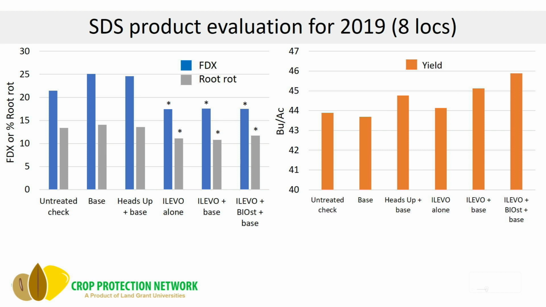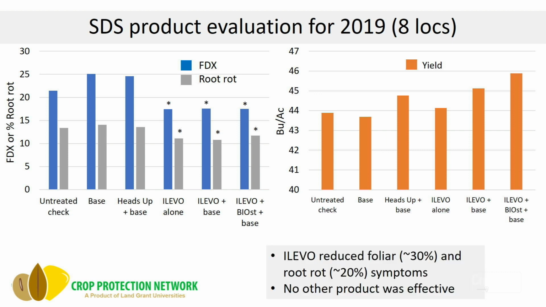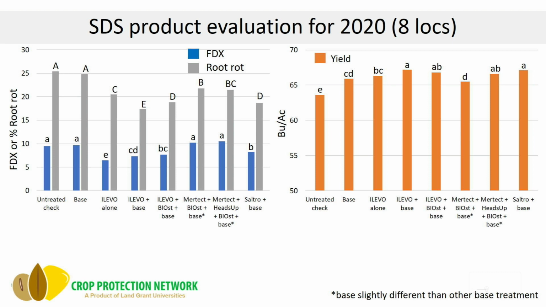And so in this particular case, all of the products that were Elevo or a combination of Elevo did reduce disease, foliar disease, and also reduce root rot. And if you look on the yield graph, any of the ones that had Elevo did have an increase. We actually saw a little bit of an increase with some of the other combinations as well in this particular year. So the levels are on par with what we saw historically. Elevo reduced foliar symptoms 30% and root rot around 20%. None of the other products were effective for controlling the foliar symptoms or root rot.